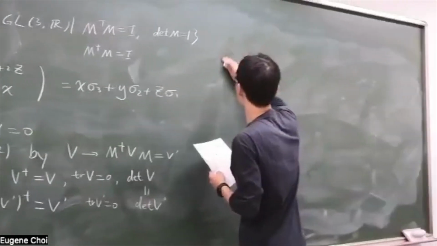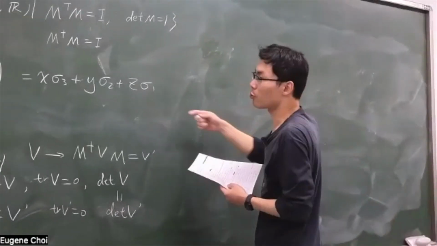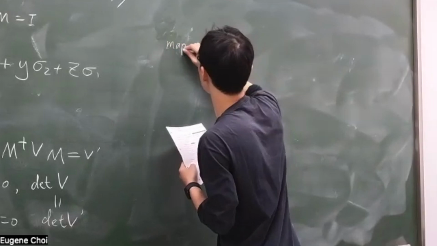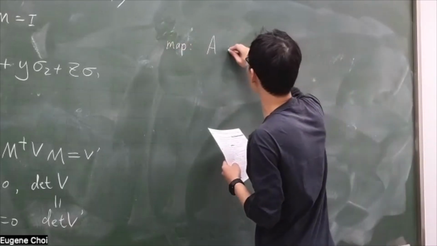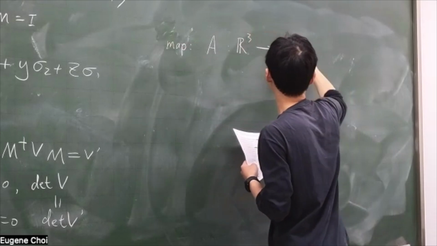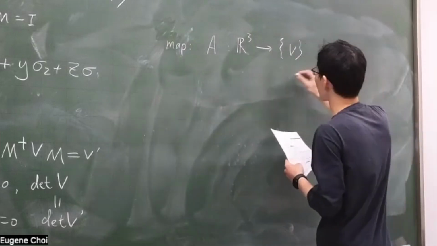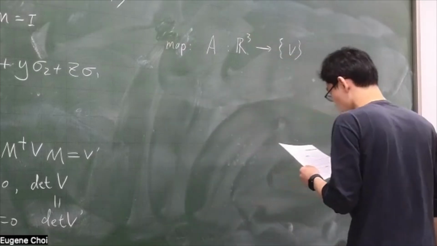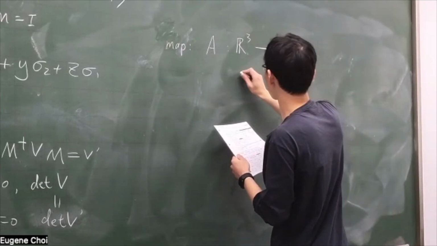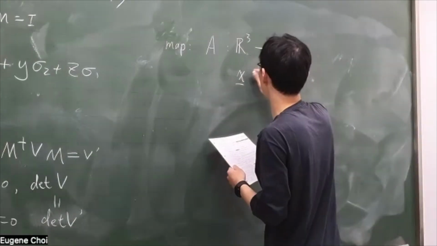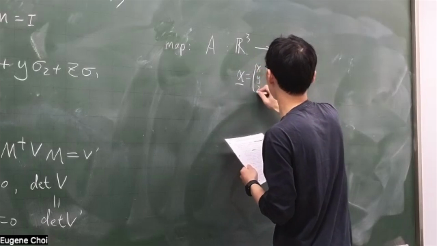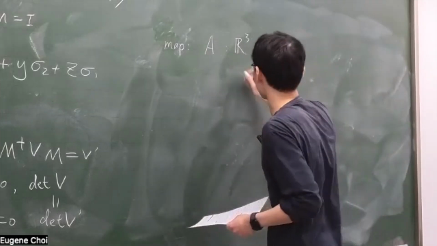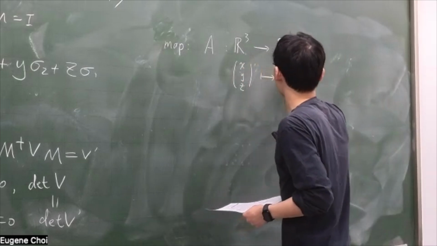But this actually induces a homomorphism from SU2 to SO3. So if I write the map, I'm calling this A, from R3 to this set of matrices V, basically sending x, y, z, so it's sending this vector x, y, z to that matrix.